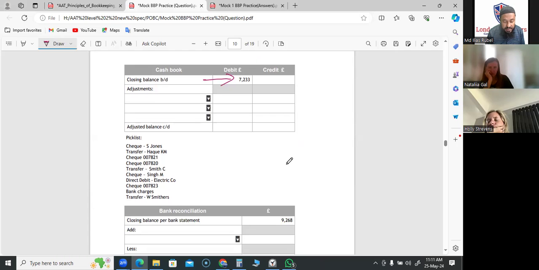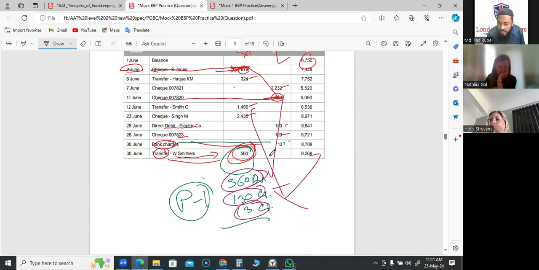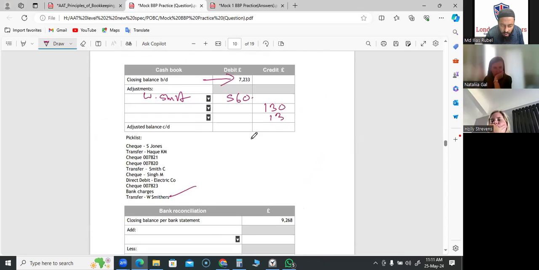560 came from W. Smith or somewhere. Transfer Smith, this one. Any order you can write. 560 was debit. You need to write that. Then there are a couple of credits. How much was the credit? 130 and 13, isn't it? 130 was a DD. You can write direct debit and bank charges. I need to look for those in the option. Bank charges 13, you choose this one, and DD, direct debit.